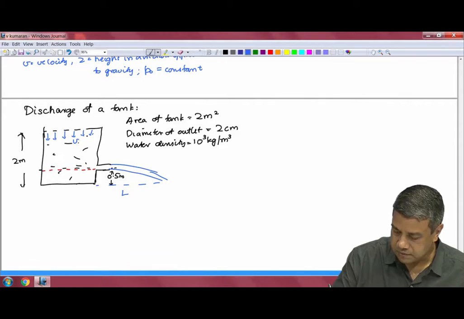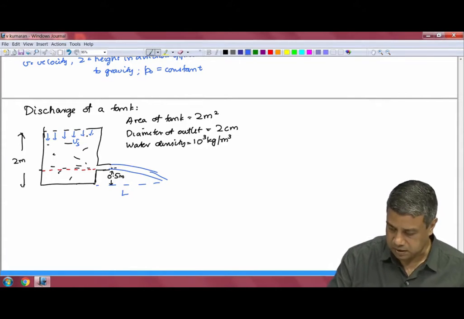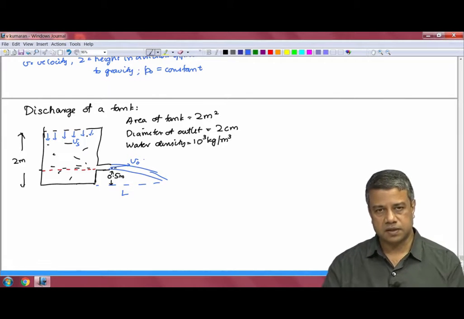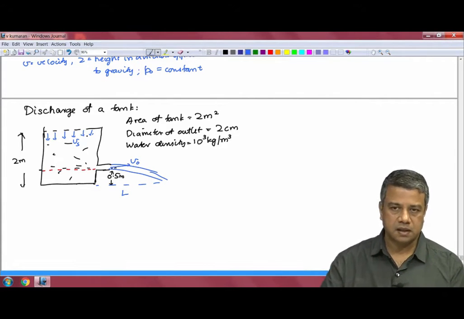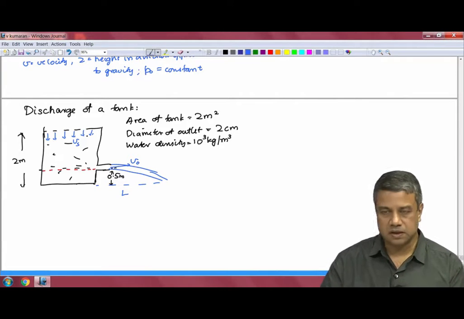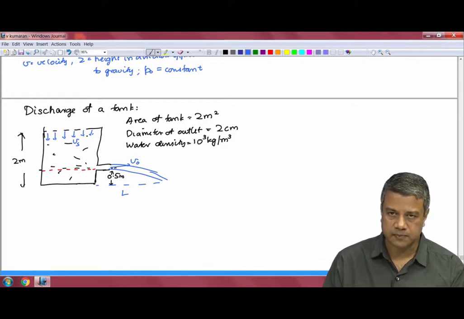And this velocity of the surface is going to be related to the velocity at the outlet, which I will call V0. I will assume that the outlet velocity is horizontal. The rate of decrease of the height of the surface is going to be related to the velocity at the outlet by the condition that the flow rates have to be the same.